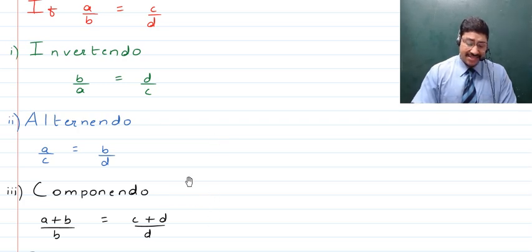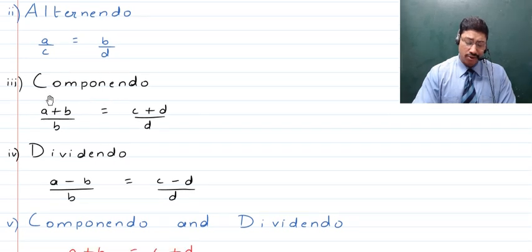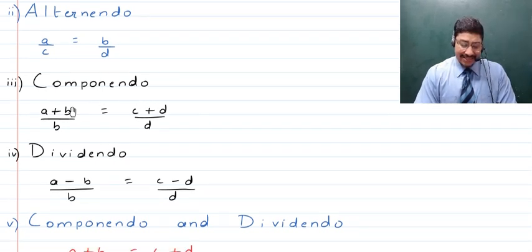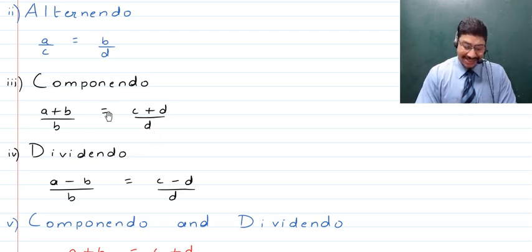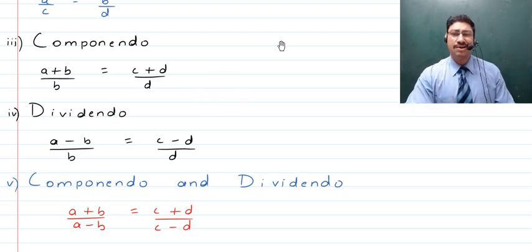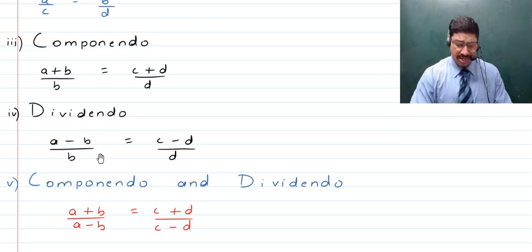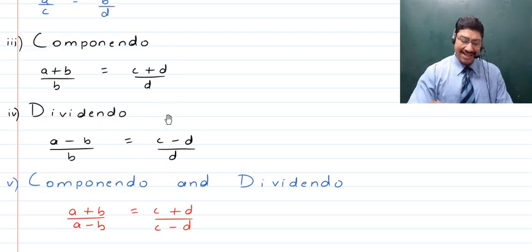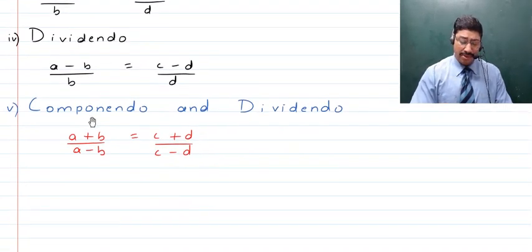Now after this, if you already have A upon B equal to C upon D and you talk about componendo, then that is A plus B upon B equal to C plus D upon D. In dividendo, in place of the plus sign, you just have a minus sign. That is, if you already have A upon B equal to C upon D, then A minus B upon B equal to C minus D upon D, and you call it dividendo.